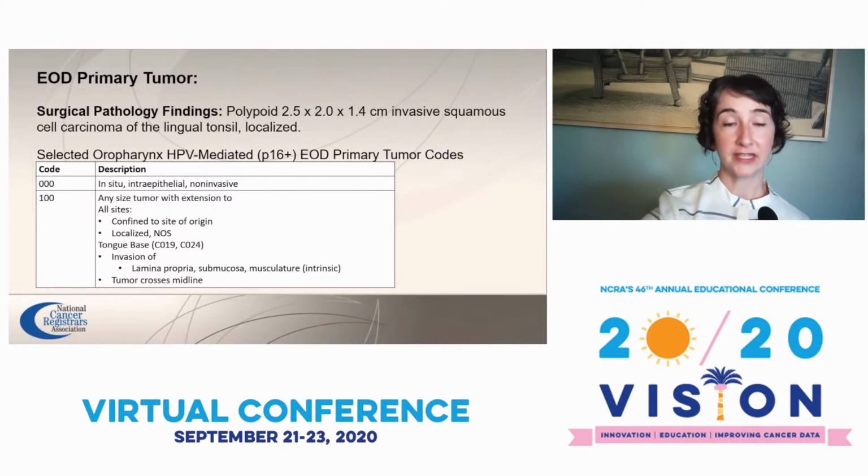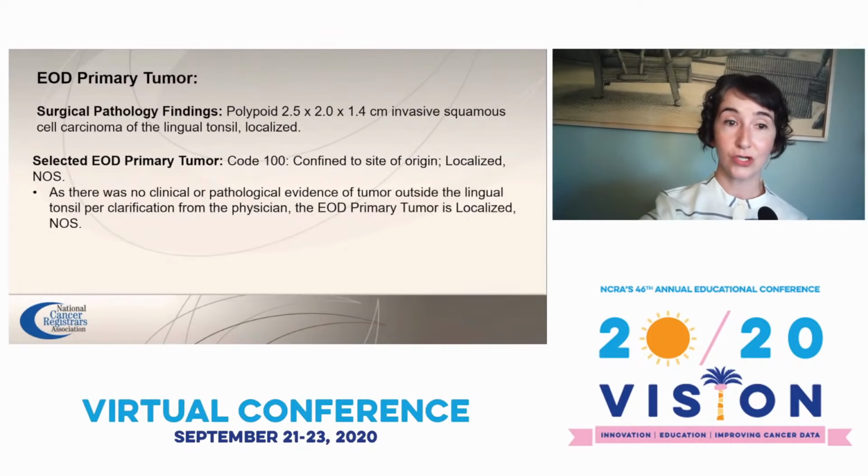So here are some of the selected oropharynx HPV-mediated P16 positive EOD primary tumor codes, and we have a localized tumor in the lingual tonsil, which is included under the tongue base codes. So the selected EOD primary tumor code is 100, confined to site of origin or localized NOS. There was no clinical or pathological evidence of tumor outside the lingual tonsil per clarification from the physician.